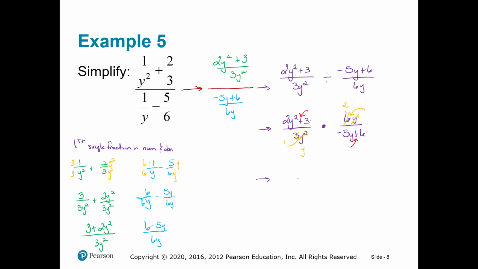I'm noticing in the top, I've got a 2y squared plus 3 with a 2 as well. And on the bottom, I've got a y and a negative 5y plus 6. And so some will leave the answer this way, and some authors will distribute. Either way is fine. If you distribute, you will end up with 4y squared plus 6. And on the bottom, you have a negative 5y squared plus 6y.